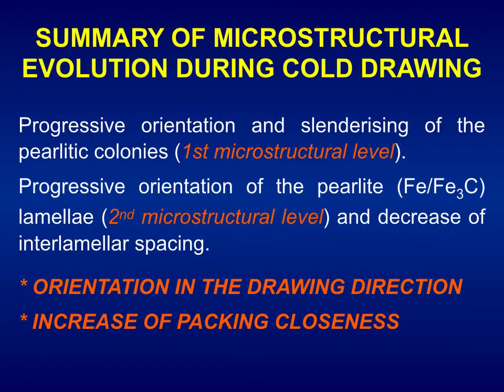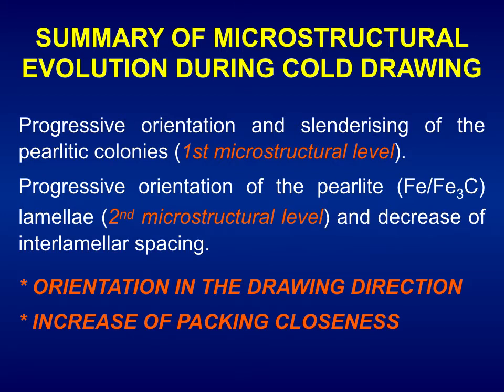Then the summary of microstructural evolution during cold drawing. Regarding the first microstructural level, we have a progressive orientation and slenderizing of the pearlitic colonies. With regard to the second microstructural level, progressive orientation again of the pearlite, ferrite-cementite lamellae, and decrease of interlamellar spacing, an increase of packing closeness.